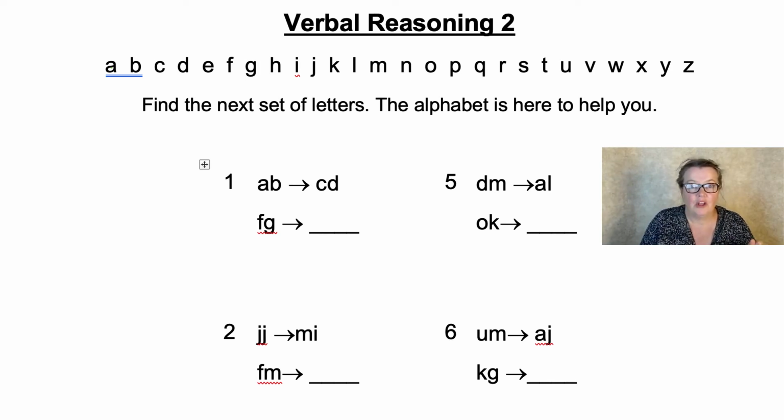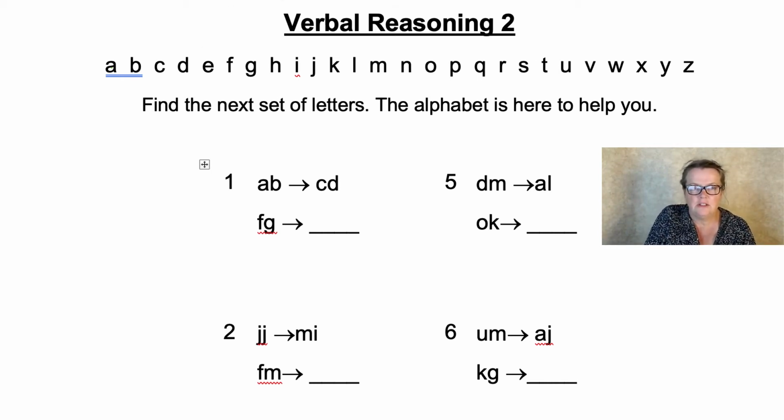Verbal reasoning, codes, and this is book 6. Right, find the next set of letters. The alphabet is here to help you. What do they mean by that? They mean reuse the alphabet. It's a gift from the examiner to you.